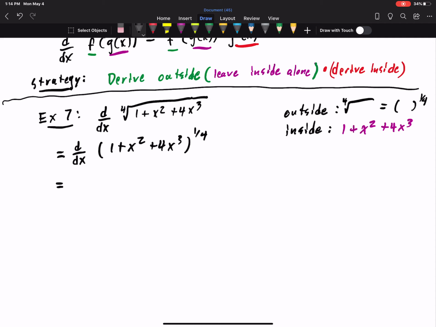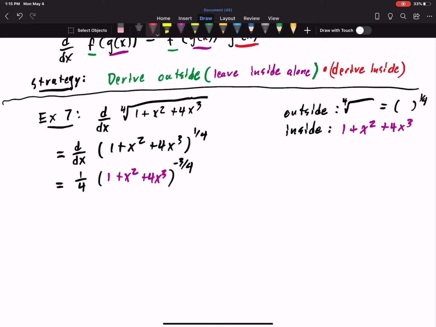Now we derive the outside. We take the 1/4 power, bring it down in front, subtract 1 from the exponent. So we have 1/4 times all this loveliness, and then you subtract 1 from 1/4, so that gives you minus 3/4. Okay? Then you copy paste the original inside, 1 plus x squared plus 4x cubed.